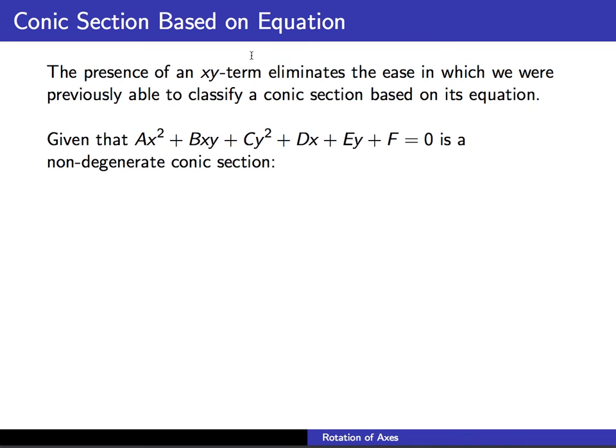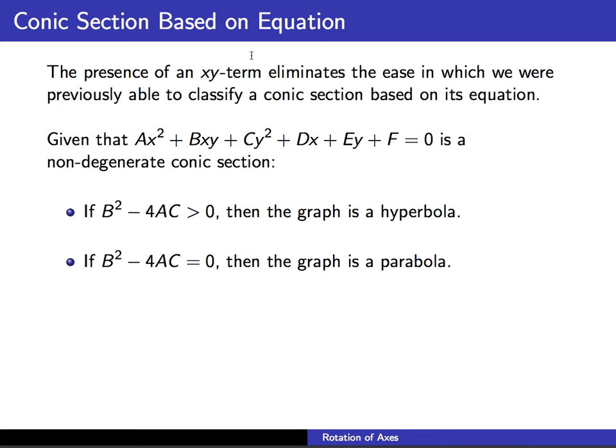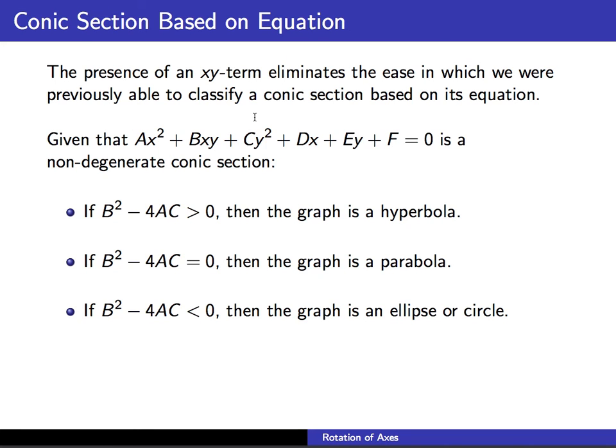So given our equation as a non-degenerate conic section, consider b squared minus 4ac, and yes, it's the same b squared minus 4ac you remember from the quadratic formula. If that result comes out positive, then the graph is a hyperbola. If it comes out to be 0, it's a parabola. And if it comes out to be less than 0, it is an ellipse or a circle. So one of three things will happen when calculating b squared minus 4 times a times c.